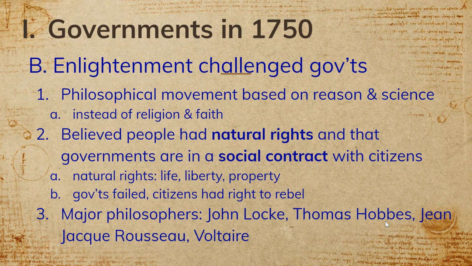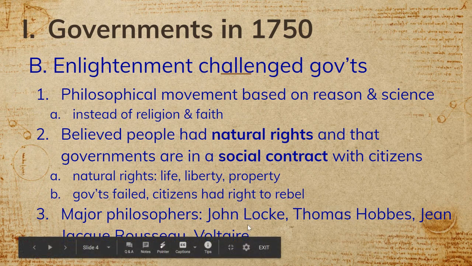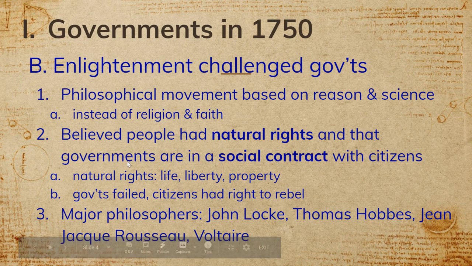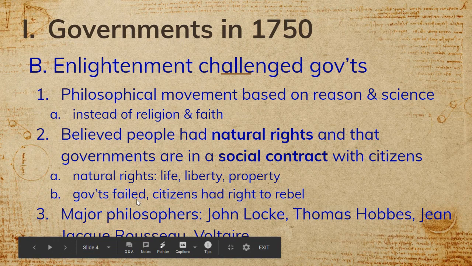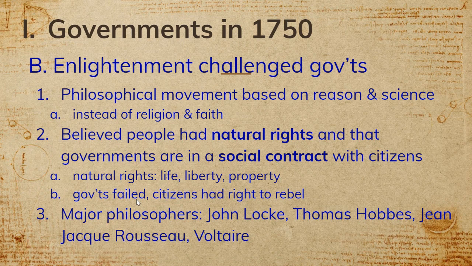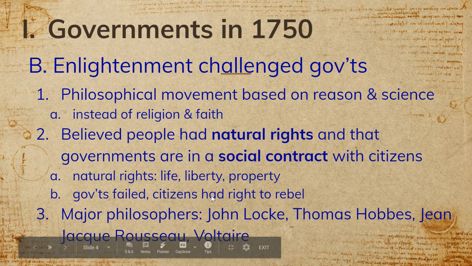So this sense of a social contract really comes from these two gentlemen right here, Mr. John Locke, Mr. Thomas Hobbes. They believed that citizens are in a contract with governments, and if the government fails, if the government makes a bad decision, if that monarch does something wrong, then citizens have the right to rebel.